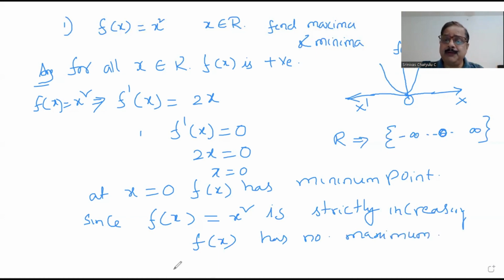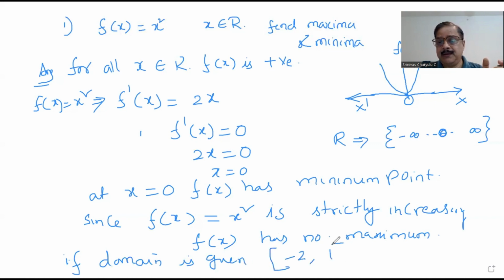Suppose I restrict the domain. Let us say the domain is given as -2 to 1. What does -2 to 1 mean? My interval will start, let us say, at -2 here. This is -1, like that. This is 0, 1. So -2 to 1 is the interval. So -2, -1, 0, 1, all these values belong to this interval.